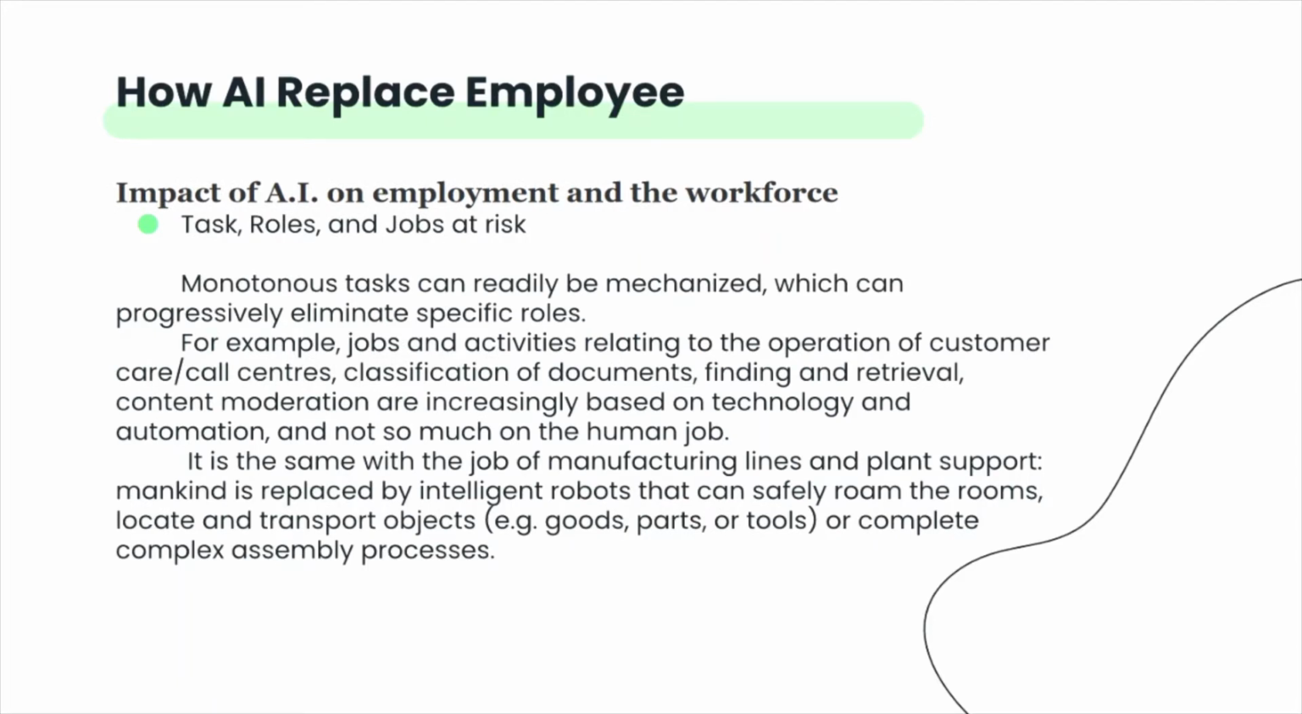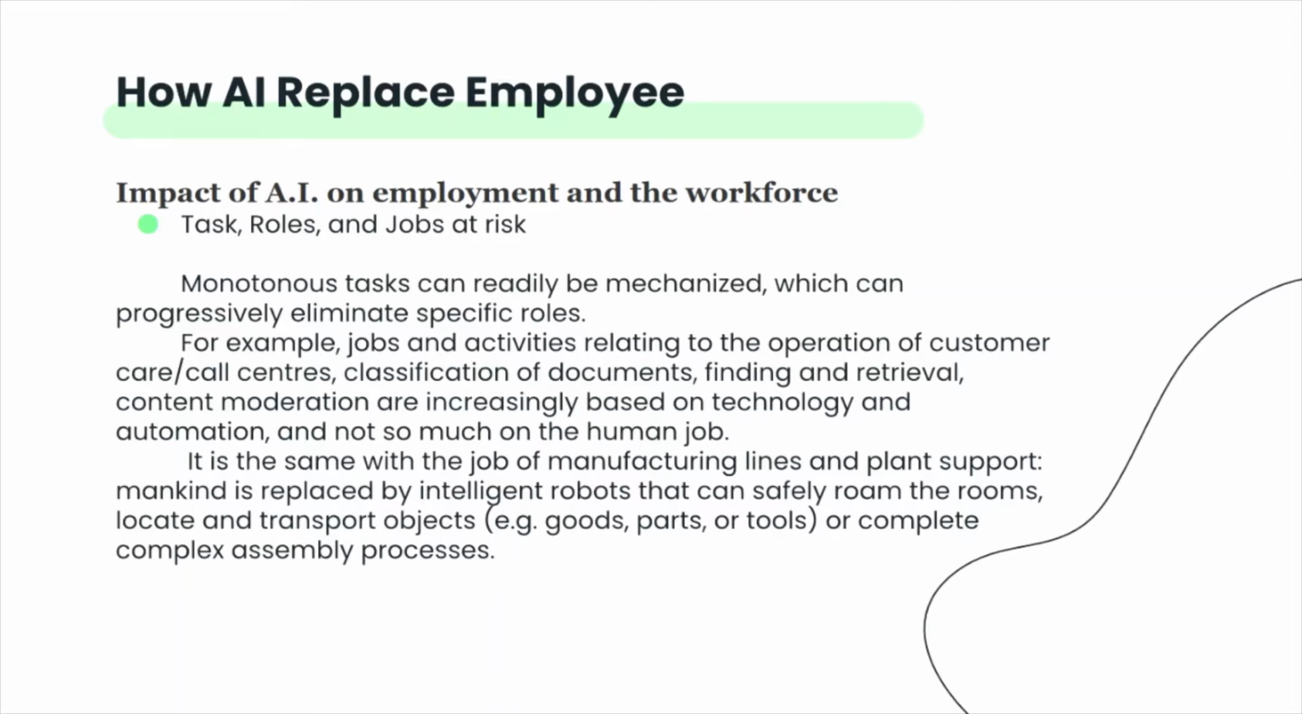So the first one, task, role, and job at risk. Tasks that are monotonous can be easily automated. This can gradually make certain roles obsolete. For instance, tasks and activities related to customer care, call center operation, document classification, discovery and retrieval, content moderation are more and more based on technology and automation and less on human work. The same is true for roles related to operation and support of production lines and factories.